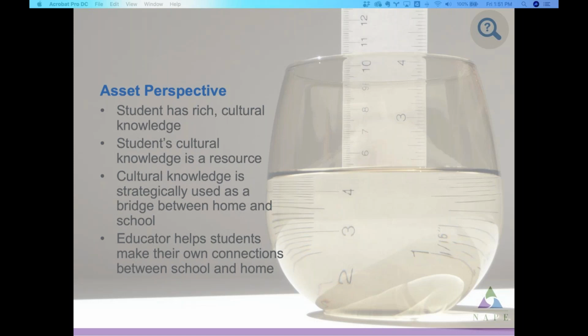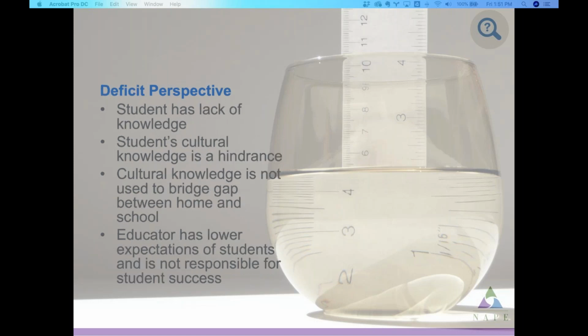It's a value add to the classroom. It's an acknowledgement that the cultural knowledge can be strategically used as a bridge between home and school. And then finally, it's when the educator really helps students make those connections between home and school, and home meaning their own lived experience and culture.